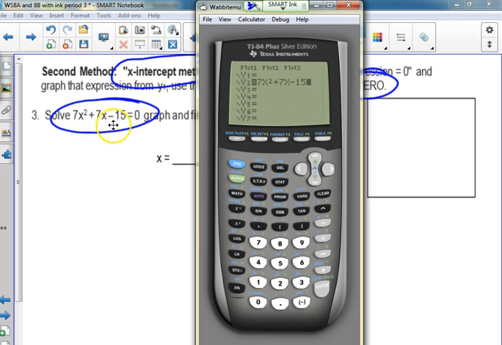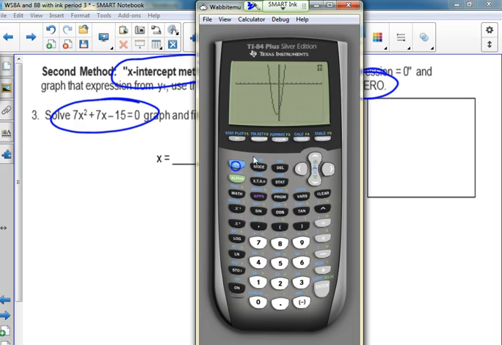Because the y-intercept is what? Negative 15. So I think I'm going to change my y min to like negative 20. I left the rest of it. Okay. How are we doing? Too fast? Got it typed in?